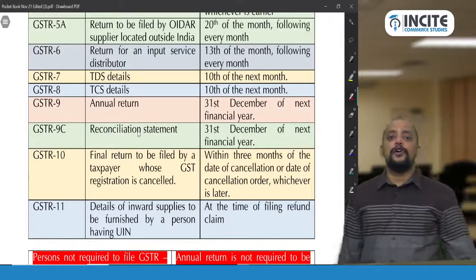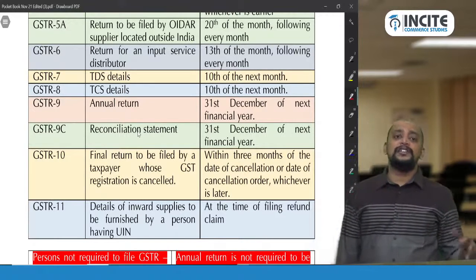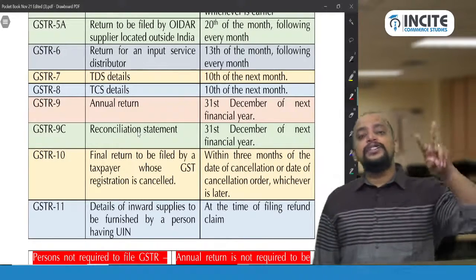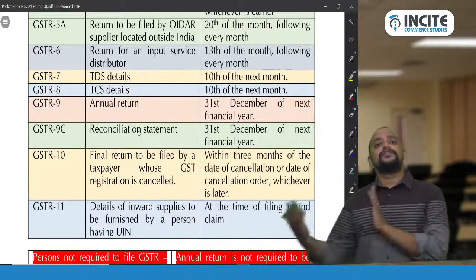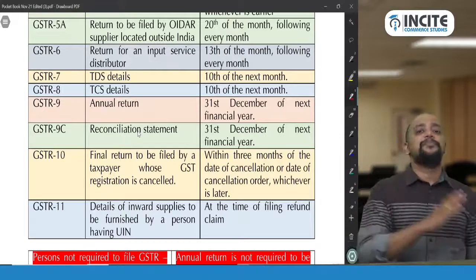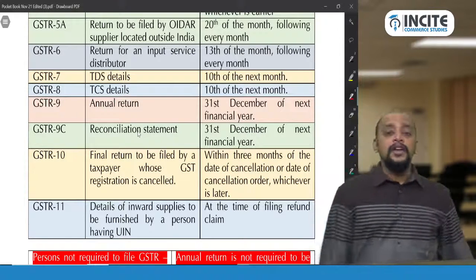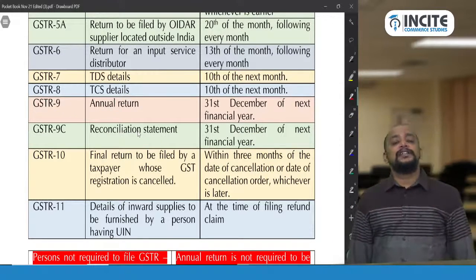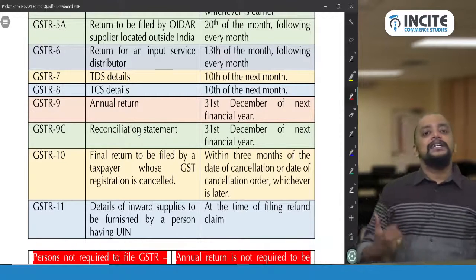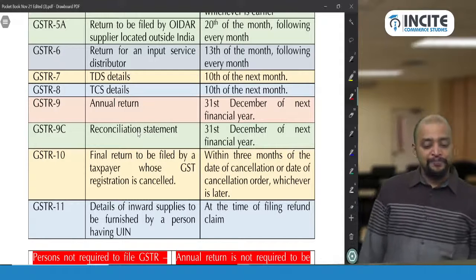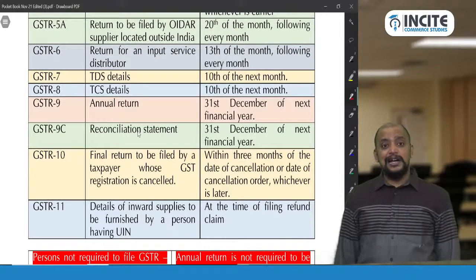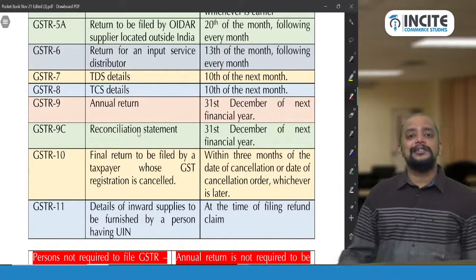Previously it was there for composition scheme, and that's where GSTR 4 has been replaced. Even though GSTR 4 is an annual return, the time limit for filing GSTR 4 is not 31st December of the succeeding financial year, it is 30th April of the succeeding financial year, just 1 month. Whereas normal annual return is by 31st December of the succeeding financial year. GSTR 9B is a return to be filed by an e-commerce operator. Okay. And then GSTR 9C is there, reconciliation statement.